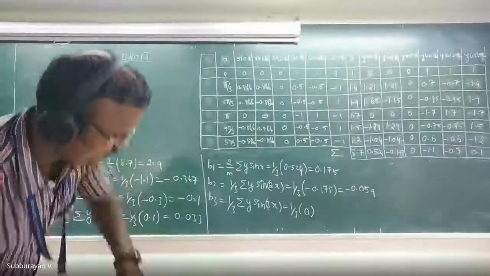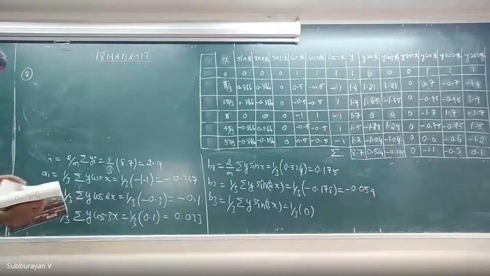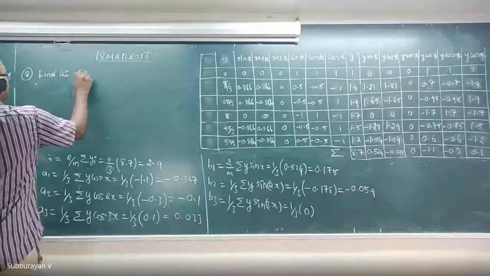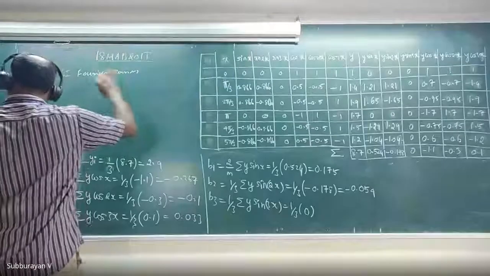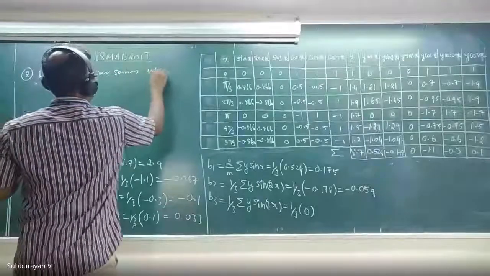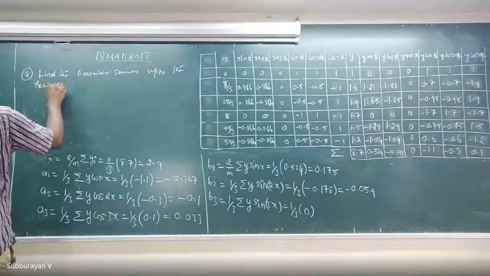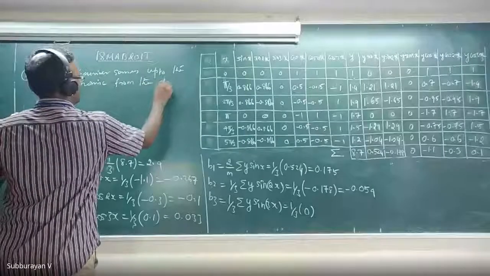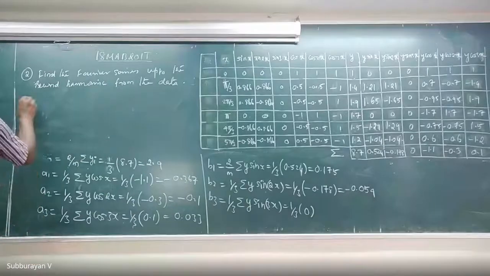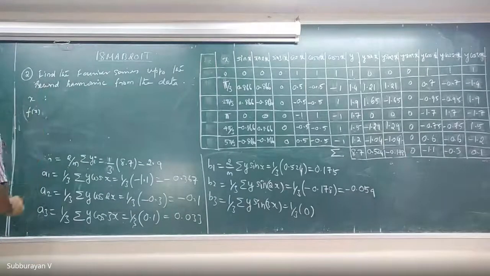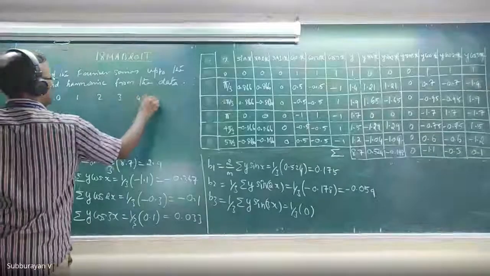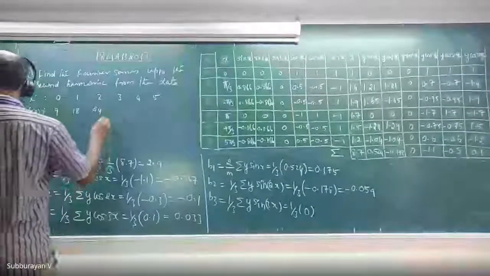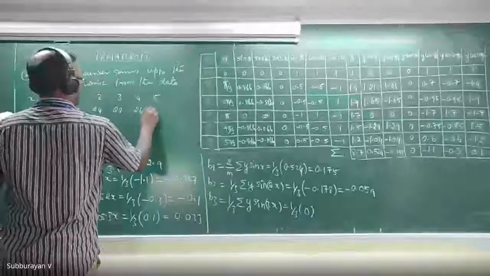So, second problem. Find the Fourier series up to the second harmonic from the data. x is given and the corresponding f of x is given. x is 0, 1, 2, 3, 4, 5, and f of x is 9, 18, 24, 28, 26, and 20.